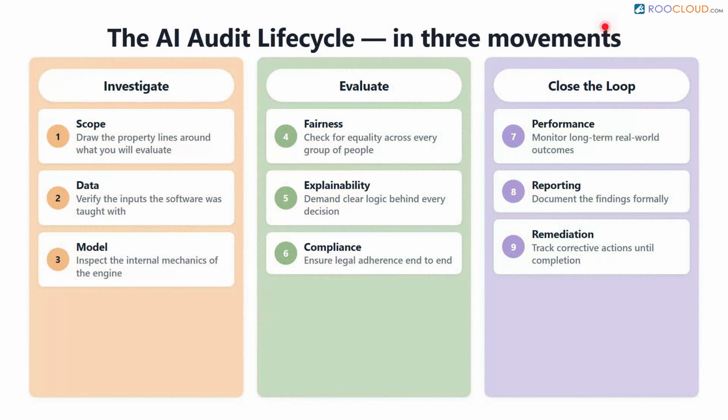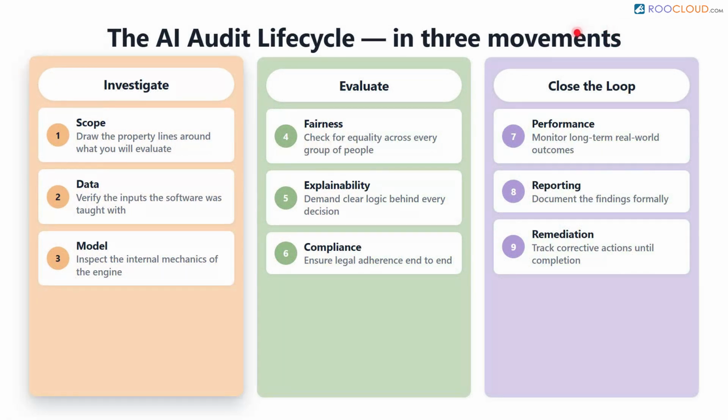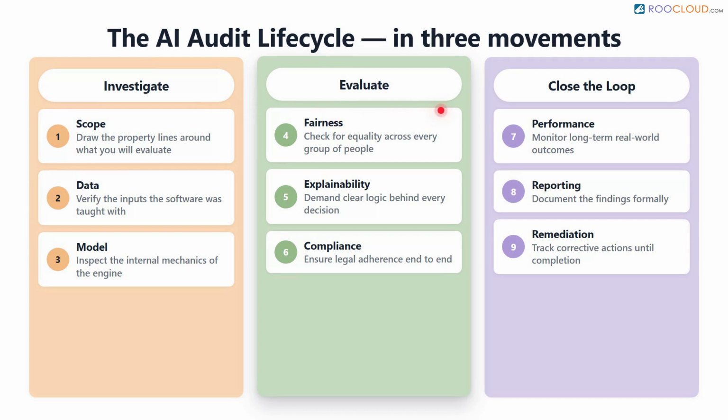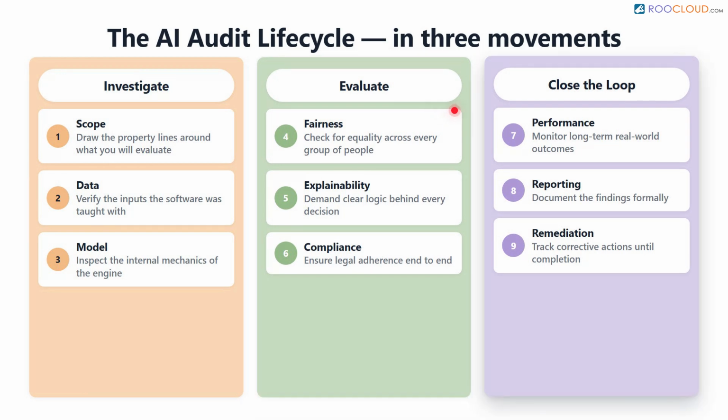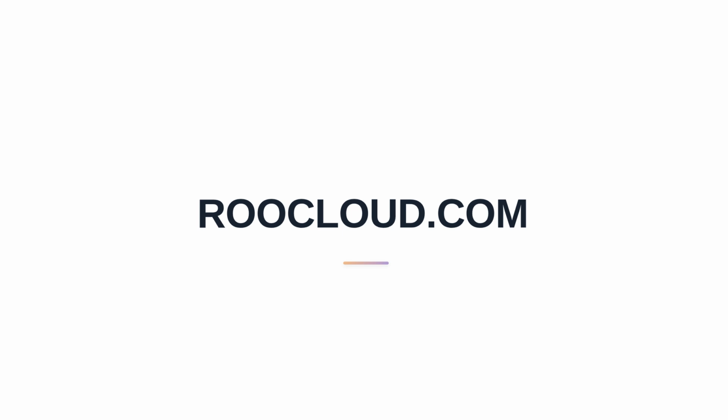Let us summarize this comprehensive process. We establish boundaries during scoping, verify the inputs during data collection, and inspect the internal mechanics during the model assessment. We check for equality during the fairness review, demand clear logic during the explainability phase, and ensure legal adherence through the compliance check. We monitor long-term outcomes, formally document our findings in a report, and track the corrective actions until completion.